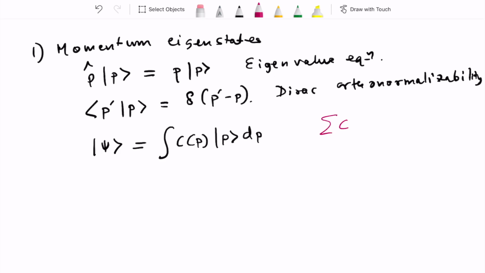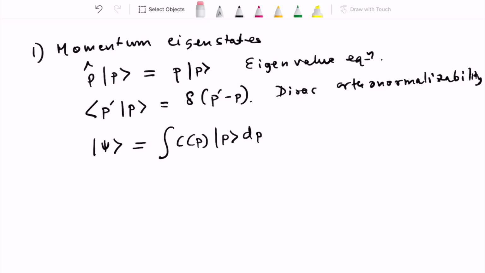So we would say, it would be a sum like this: c1|1> plus c2|2>, and so on. So if the eigenstates were discrete, but they're continuous, they're labeled by this continuous label p, so the coefficients c1 and c2 just become c(p) dp. All right.